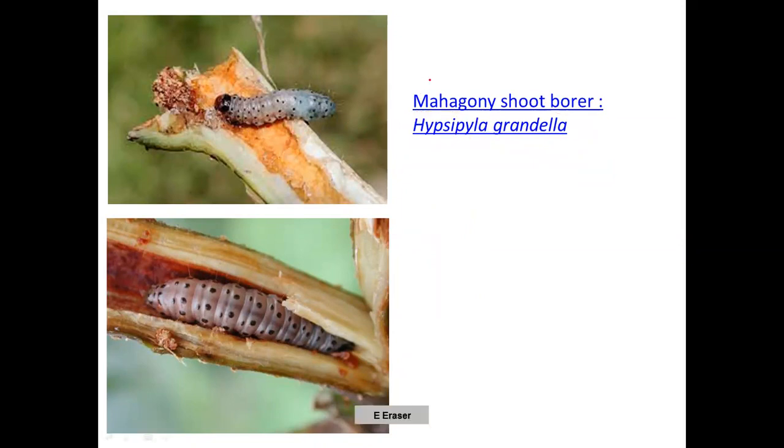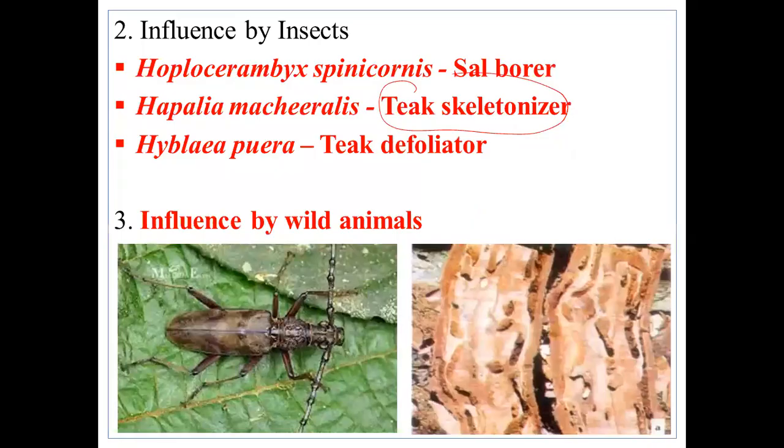Please remember, there is a chance they ask about the mahogany shoot borer. Okay, this is the one thing, and it will make a tunnel like this inside, and it is going to cause damage to the mahogany plant. Okay, that's the one thing you need to remember. So that is actually your insects portion. Please remember the teak defoliator, teak skeletonizer, and everything.